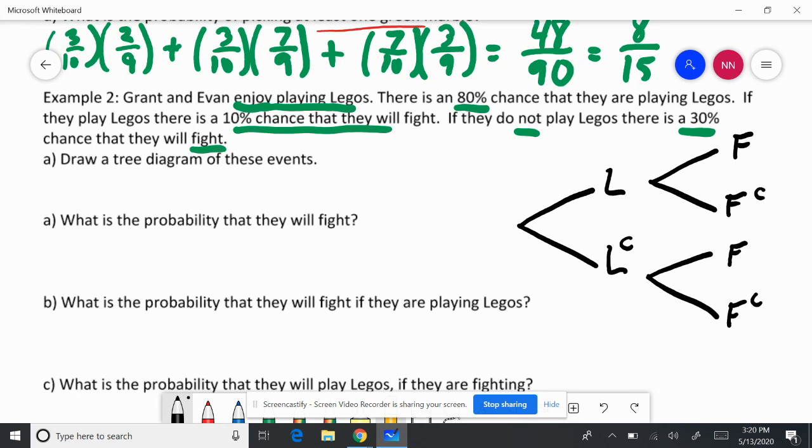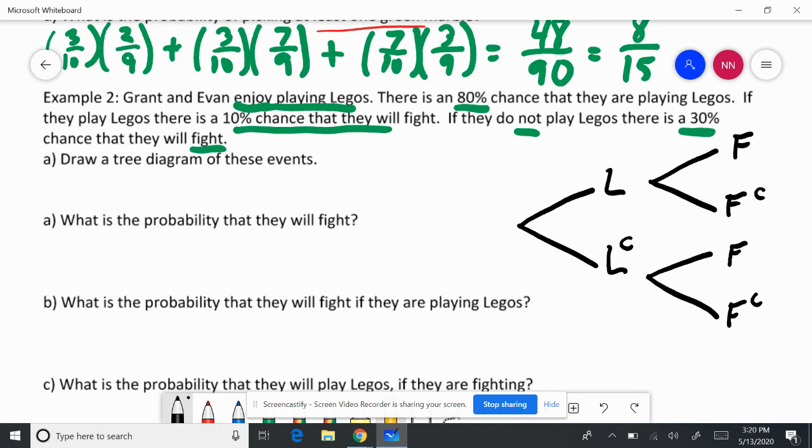When you're reading it, you have to know what event happens first and what event happens second. The reason that I could tell that the fighting is the second one, it says if they are playing Legos, there is a 10% chance that they'll fight. So the if means that it's the first statement. So we're going to be looking at Legos and fighting.